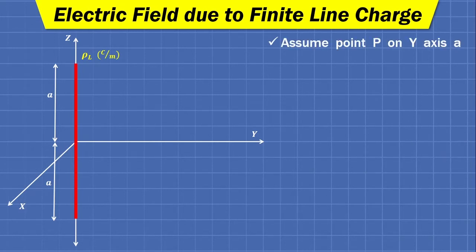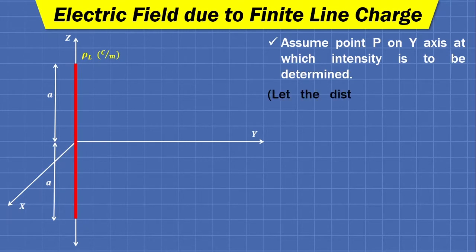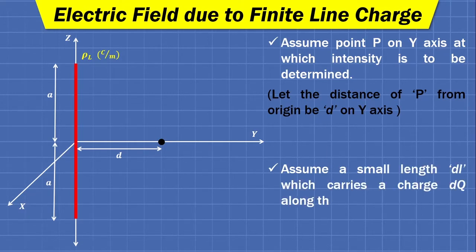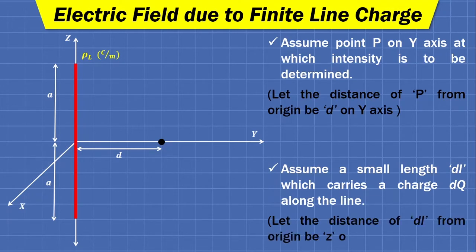Now assume a point P on the y-axis at which intensity is to be determined, and let the distance of point P from the origin be small d on the y-axis. So here our point of interest is P, at which we are going to derive the electric field intensity. And assume a small length dl which carries a charge dq along the line, and let the distance of dl from the origin be z on the z-axis.